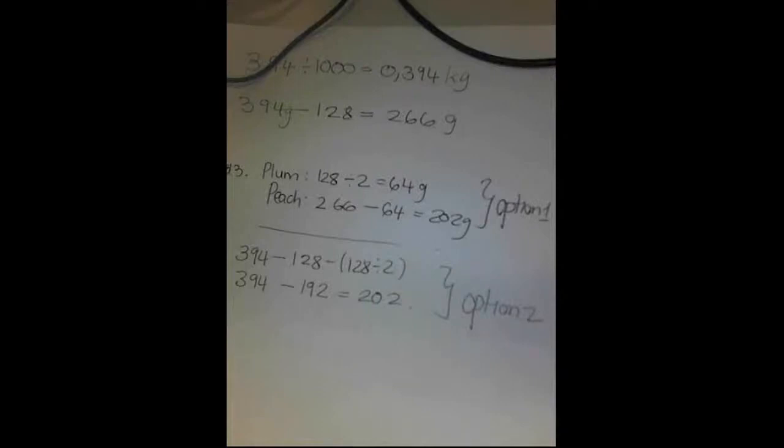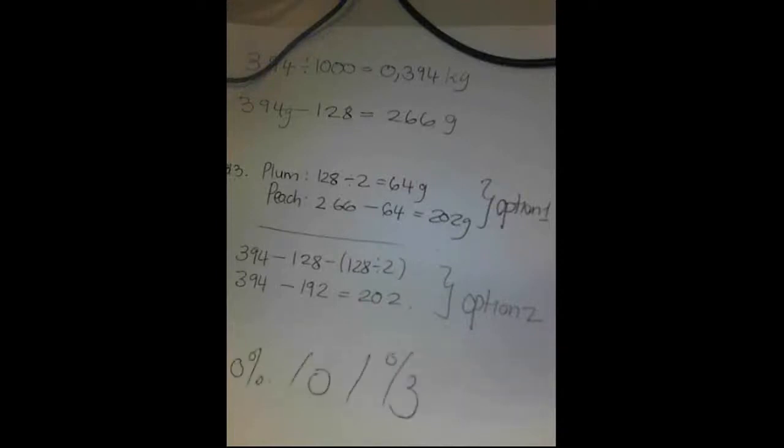Number 1.3.4. They ask, determine the probability of randomly selecting a banana from the fruit placed on the kitchen scale. Do you see a banana? Do you see a banana? I don't see a banana. So there is no banana.